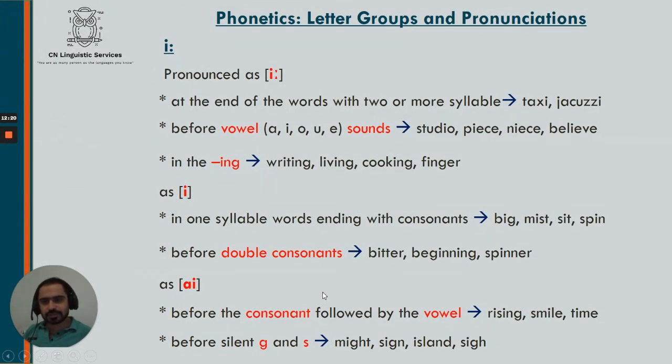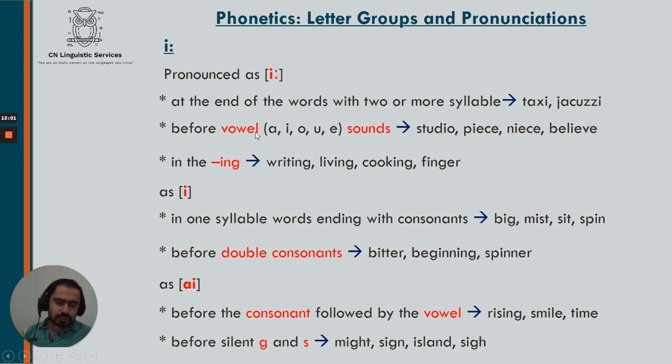So the next one, and the last letter for this video, is letter I. It has three pronunciations: long E, short E, and I. So when do we pronounce it like long E? If it stays at the end of a word with two or more syllables, like taxi, jacuzzi, and so on.